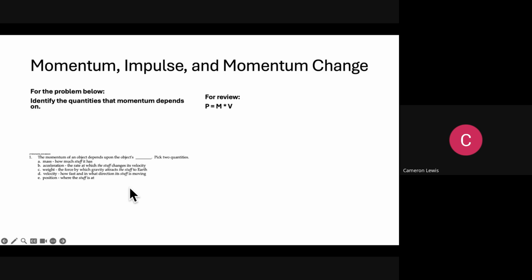Let's play around with what we just went over with momentum. Identify the quantities that momentum depends on. We have 5 different quantities. The momentum of the object depends upon the object's what? Mass, which is how much stuff it is; acceleration, the rate at which it changes velocity; weight, the force by which gravity affects the stuff to Earth; velocity, how fast and in which direction the stuff is moving; or position, where the stuff is at. It's 2 answers. What 2 answers are we going with?